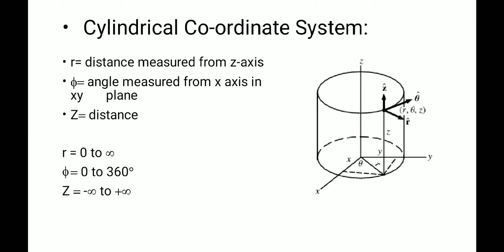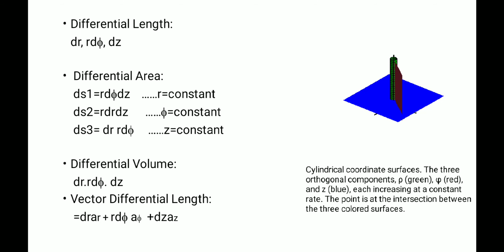Now the ranges: r ranges from 0 to infinity. It can go up to infinity. Phi initially is 0 and goes up to 360, and z can go from minus infinity to plus infinity. Now let's see the differential length.